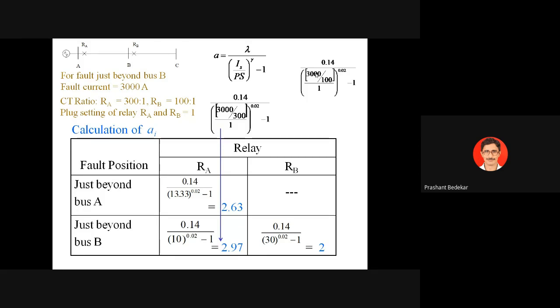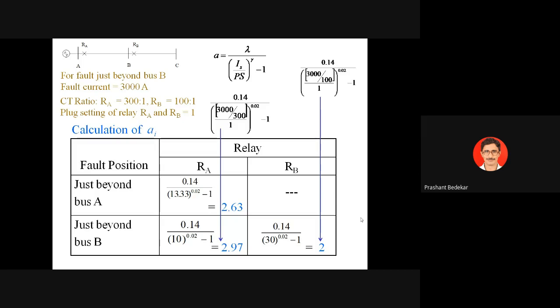But for relay RB, the CT ratio is 100:1. That is why here it is 100, divided by 1. The plug setting of relay RB is also 1, raised to power 0.02, IDMT relay gamma is 0.02, minus 1. This gives us 0.14 divided by 30 raised to power 0.02 minus 1, which gives the value 2. So this is how we have calculated the constants.